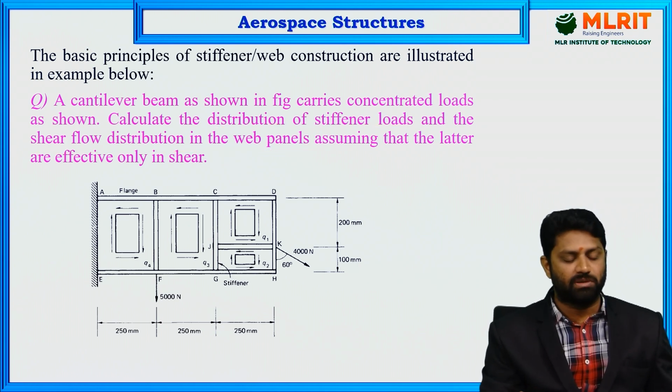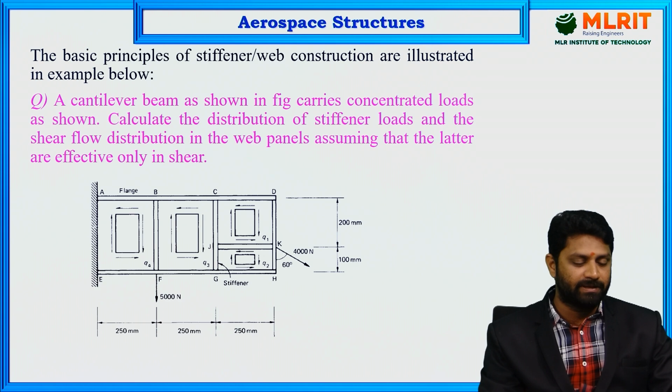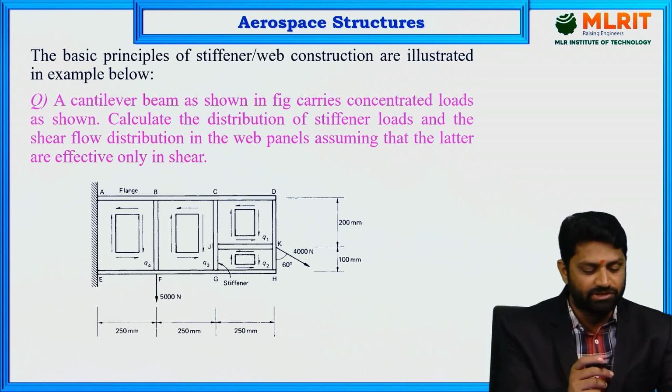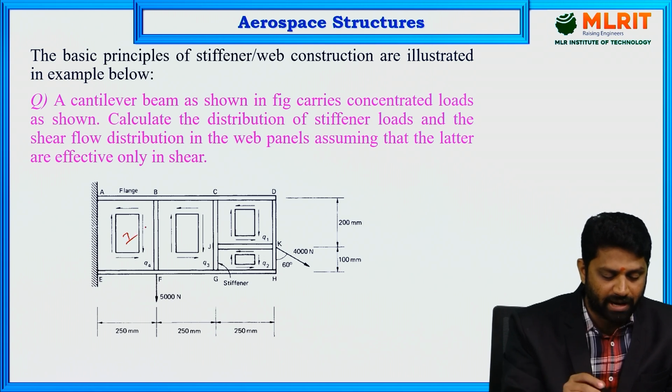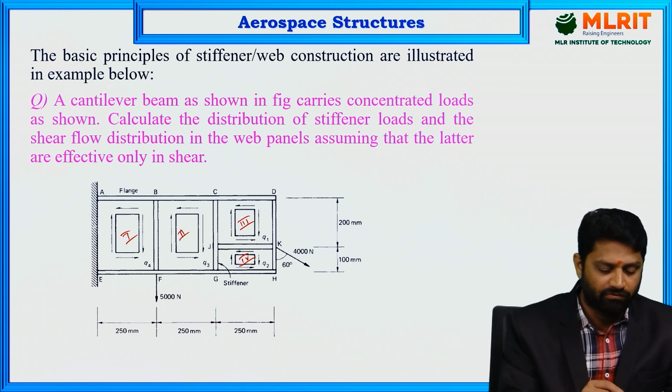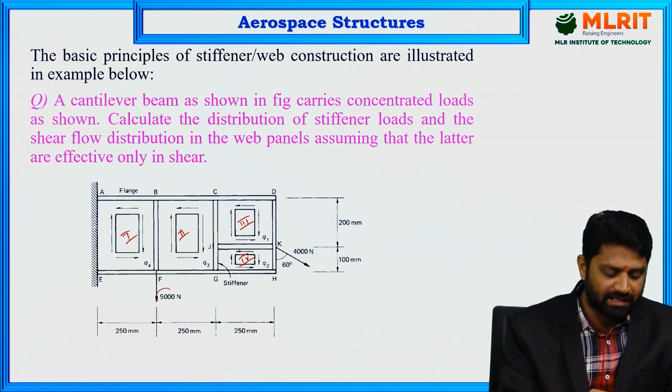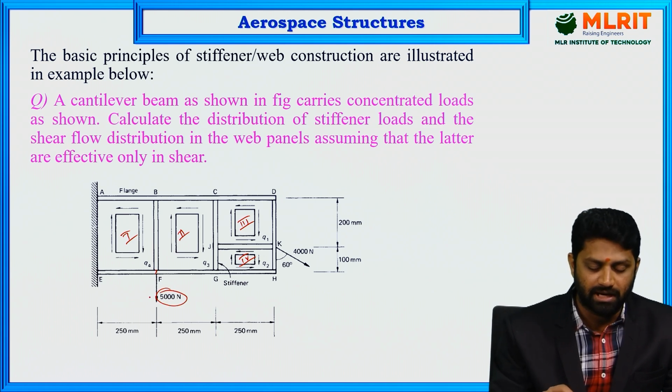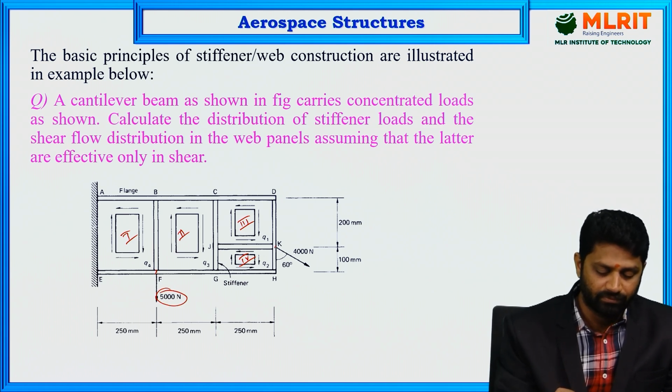To understand this problem, first you need to understand the diagram that is given. This is the cantilever beam, in which you can see there are 4 panels. This is the first panel, this is the second panel, this is the third panel, and this is the fourth panel. Now if you look at this cantilever beam, there are only two loads applied. One load is applied at point F, acting vertically downwards, that is 5000 Newton, and another load is acting at K, that is 4000 Newton, at an inclination of 60 degrees with respect to the vertical axis.